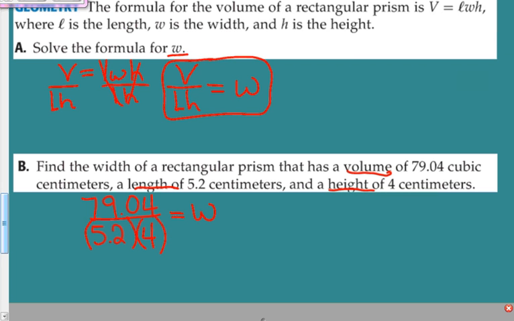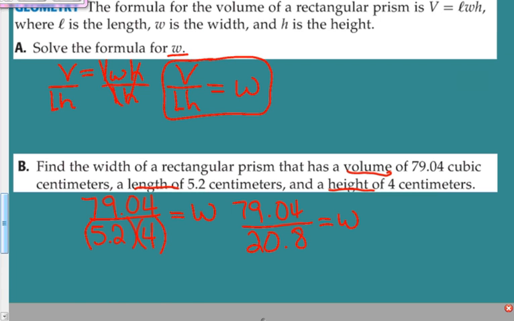So we're going to start order of operations. First, we need to multiply these two on bottom. This is going to become 79.04 divided by 5.2 times 4, which is 20.8. This is all going to give me the width eventually.